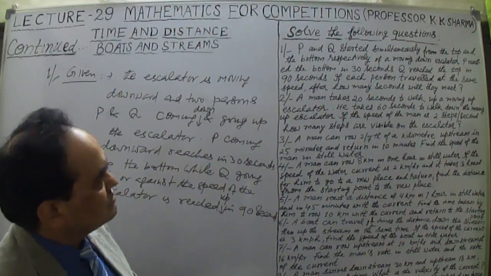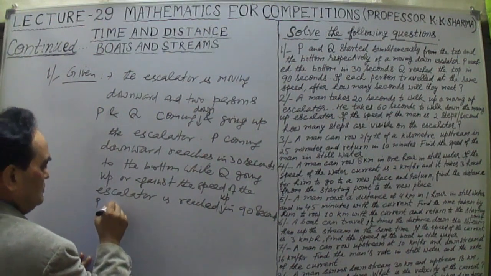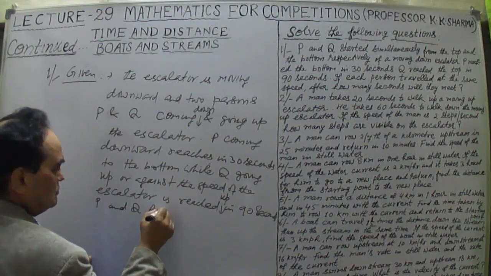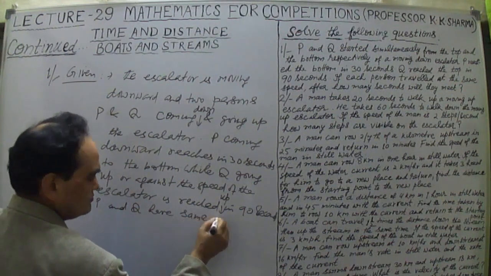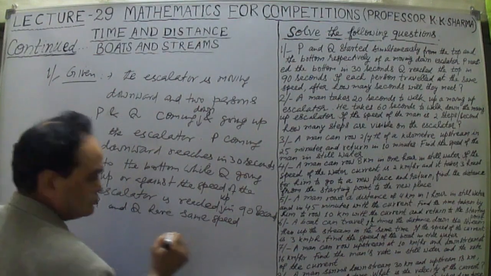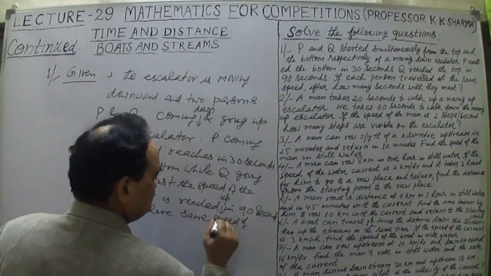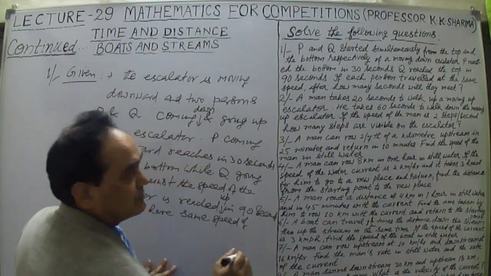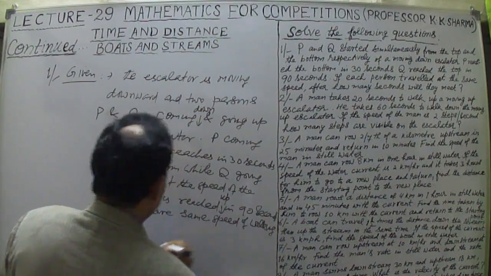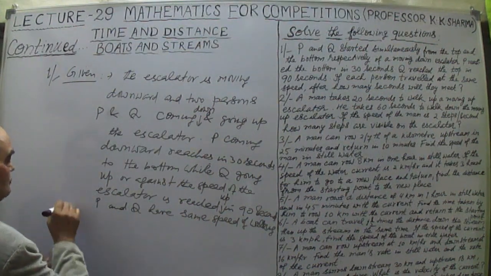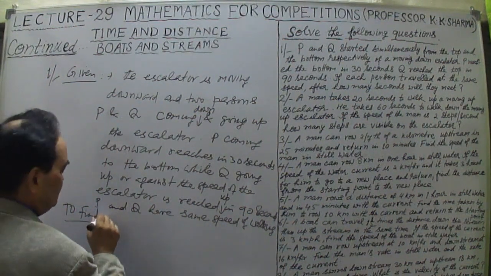Now both P and Q have the same speed of walking. This is also given to us. That is the point. It is a very lengthy question, but it's very interesting.